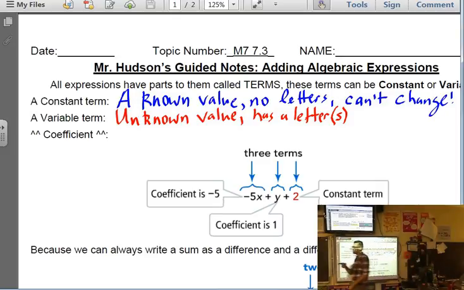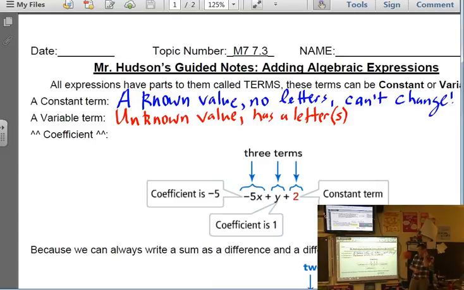Did somebody put 7-3 on your desk? Sweet. Awesome. Abby? For coefficient? Yeah. I remember.